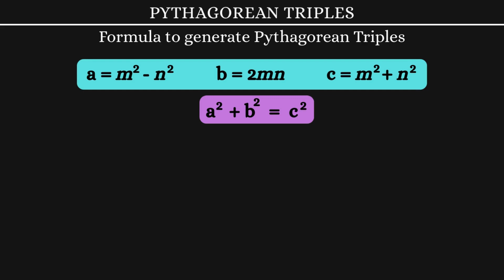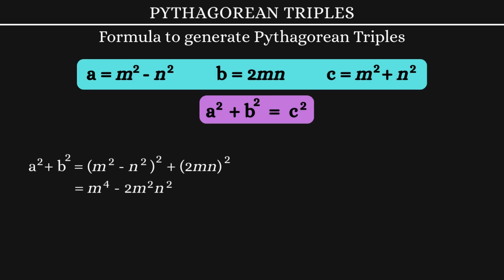First, let's find A squared plus B squared. M squared minus n squared, the whole squared, plus 2mn the whole squared. That is equal to m to the power of 4 minus 2m squared n squared plus n to the power of 4 plus 4m squared n squared. That becomes m to the power of 4 plus 2m squared n squared plus n to the power of 4.